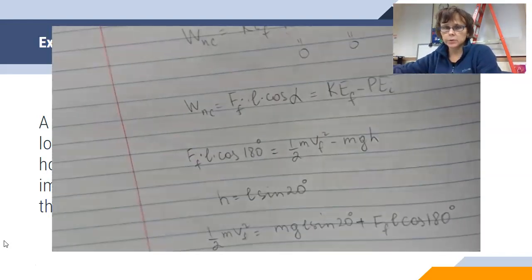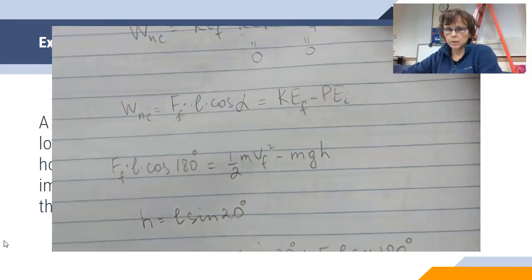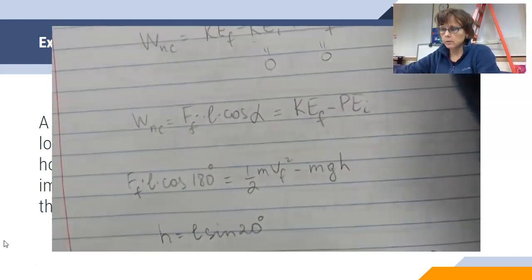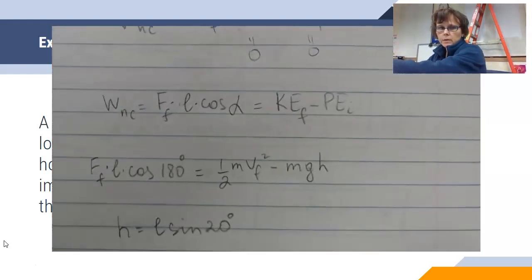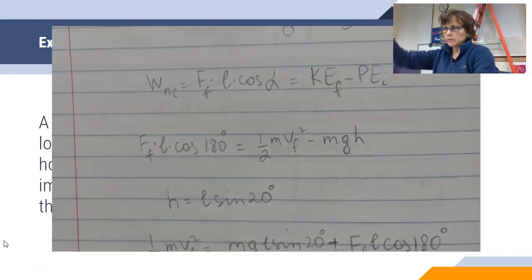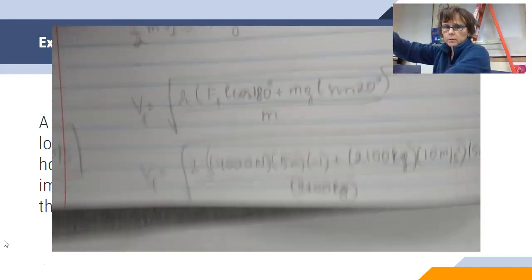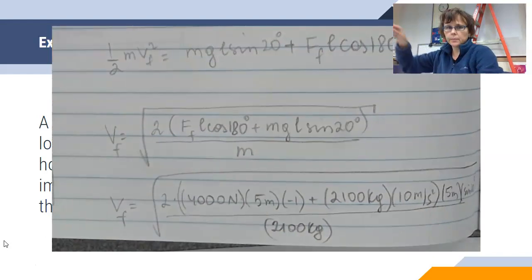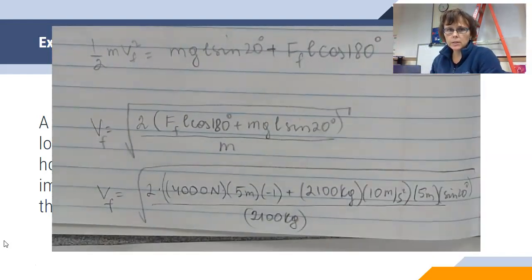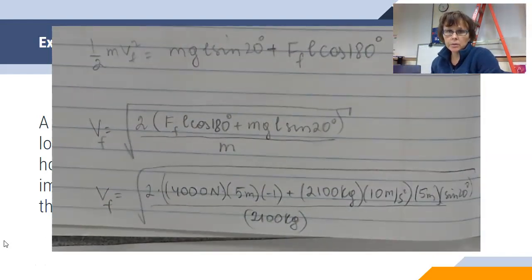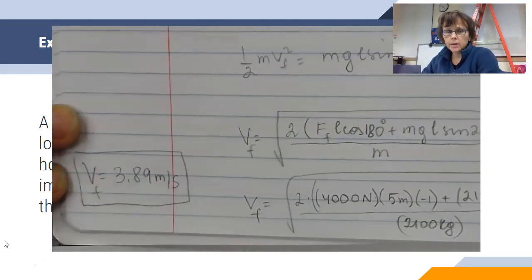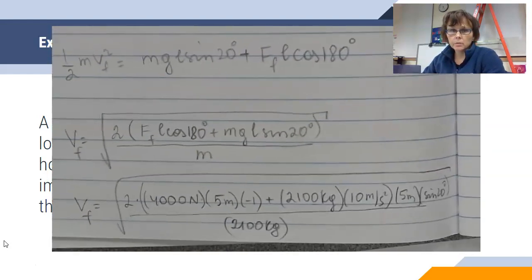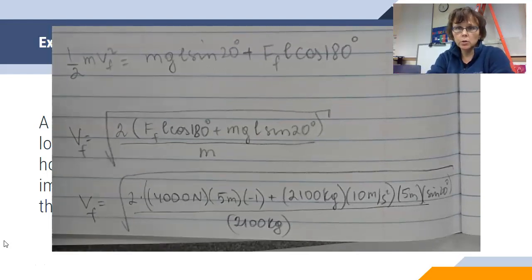We continue with our equation and solve it like this. We can find the final velocity, plug in the numbers, and find that the final velocity is 3.89 meters per second. Okay, so that was an example of an open system.